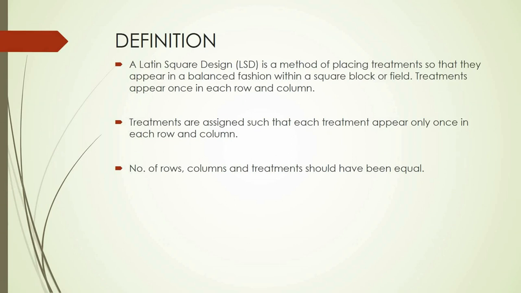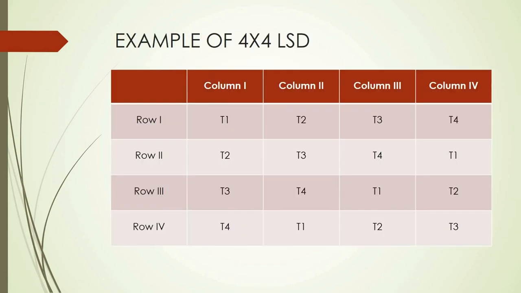appear in a balanced fashion within a square block or field. Treatments appear once in each row and each column. Treatments are assigned such that each treatment appears only once in rows and columns. The number of rows, columns and treatments should be equal. So here is the form of how a Latin square design looks like.